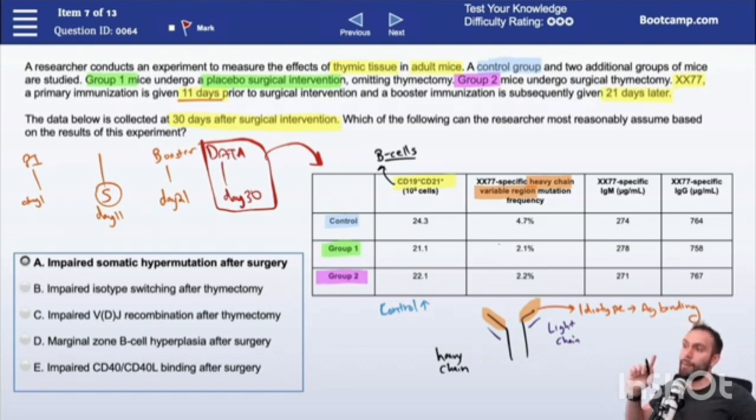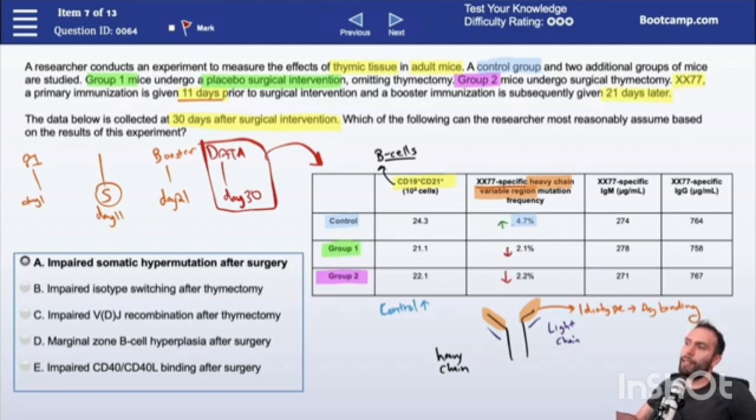So anyway, this XX77 specific heavy chain variable region mutation frequency is showing how many different mutations there are in this region that can bind to this antigen. We can see in the control group we have quite a bit more in terms of the percentage of mutation frequencies. If we look at group 1 and group 2, we can see that these percentages are a bit lower than what we see with the control group. What does this mean?